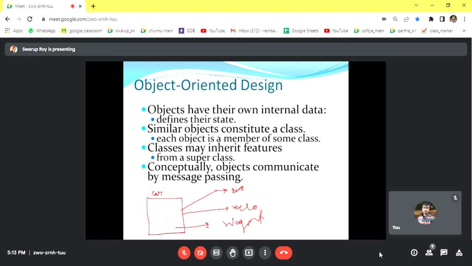And you know that a class may inherit features from a superclass or subclass. You know very well the inheritance concept, the polymorphism concept. And as I've mentioned, objects basically communicate with each other by the process called message passing. That is the most important thing in object-oriented programming. That is called message passing.